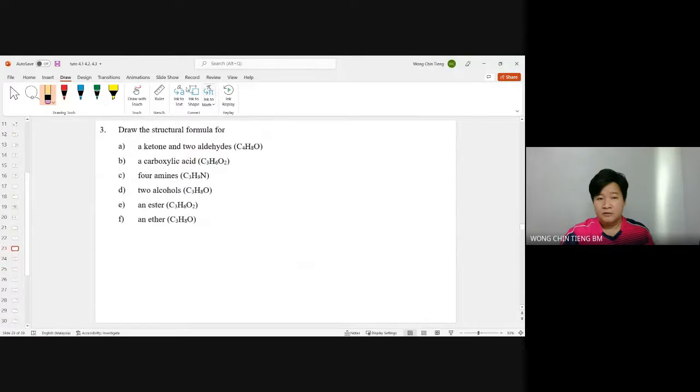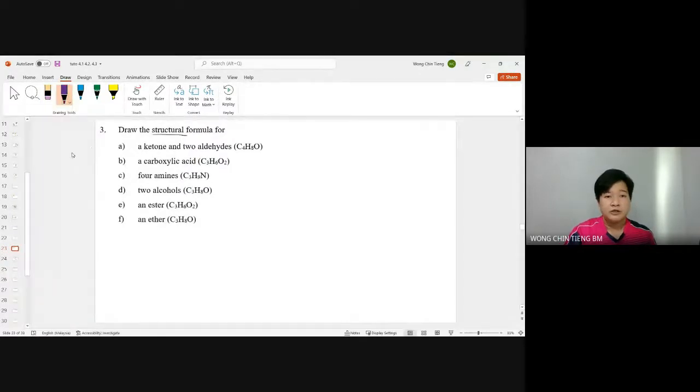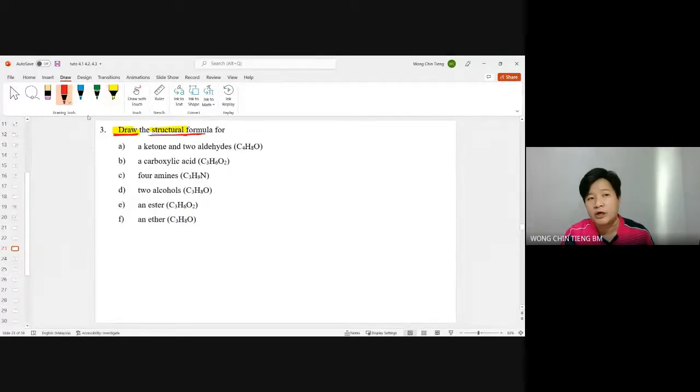Next question in your tutorial is you need to draw. This is the time that you come in and draw the structural formula. But if you look at the question, it only asked you to draw structural formula, but the question did not request for expanded, condensed or skeletal.